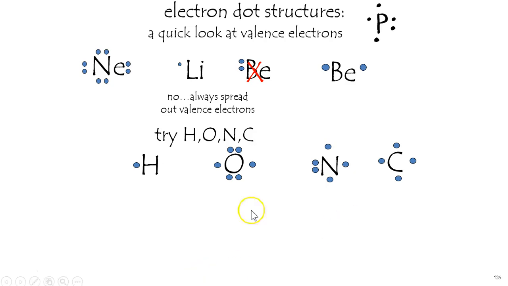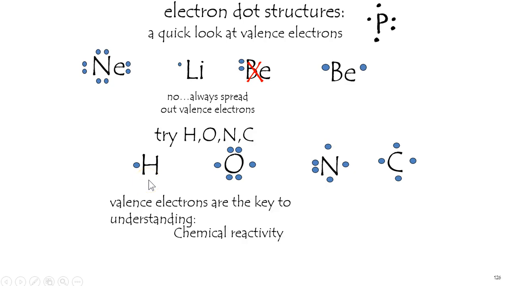Now have a look at the lone campers here, the single electrons. And note that hydrogen tends to form 1 bond, oxygen 2, nitrogen 3, and carbon 4. Honk if you love chemistry. H-O-N-C, 1, 2, 3, 4 bonds. Valence electrons are the key to understanding chemical reactivity, and a very quick way to look at that and to predict the chemical behavior, at least for the first 2 rows, is by electron dot structures.